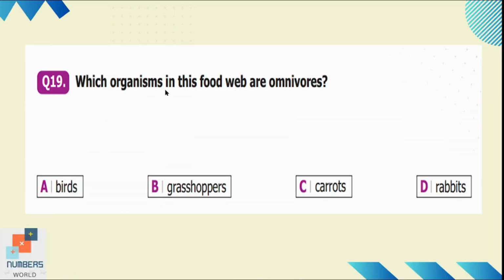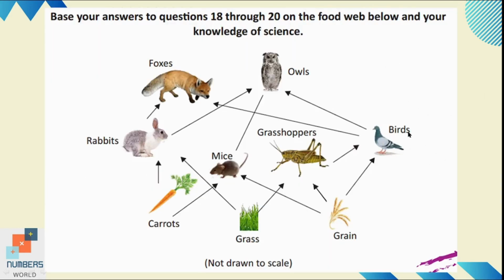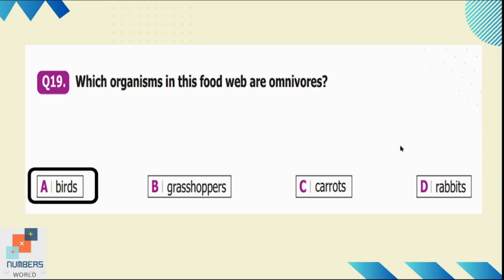Question number 19. Which organisms in this food web are omnivores? Birds, grasshoppers, carrots, rabbits. So we can see the birds eat grasshoppers and grain. Omnivores are the animals which eat meat and plants both. So here birds are the omnivores because they eat meat and plants both.